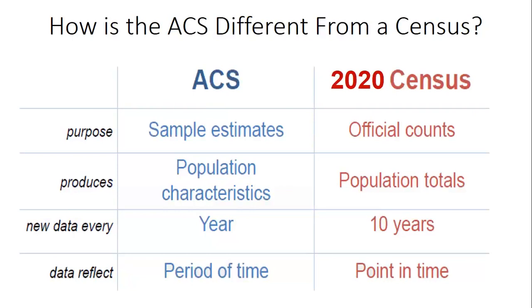How is the ACS different from the census? Well, the ACS produces sample estimates, whereas the 2020 census produces official counts. ACS produces population characteristics. The 2020 census has population totals. With the ACS, we get new data every year. With the census, we get new data every 10 years. The ACS reflects a period of time, either 1 year or 5 years, whereas the census reflects a point in time, April 1st, 2020.